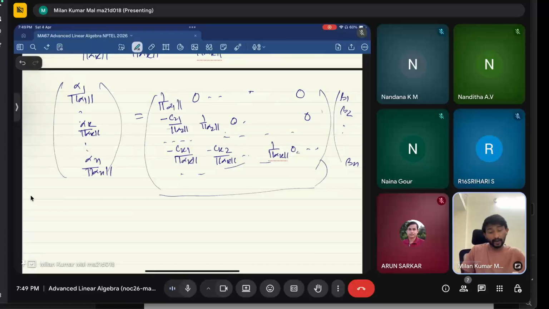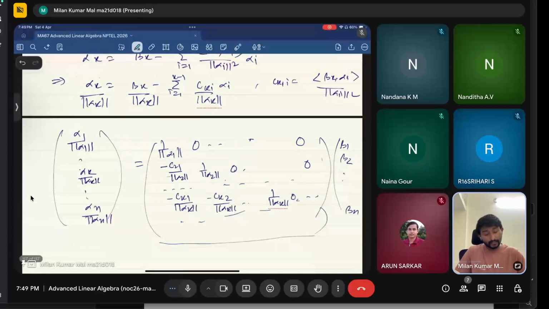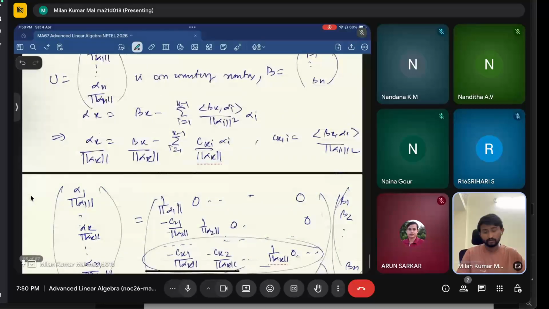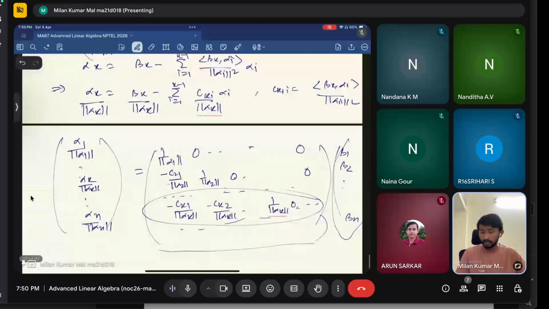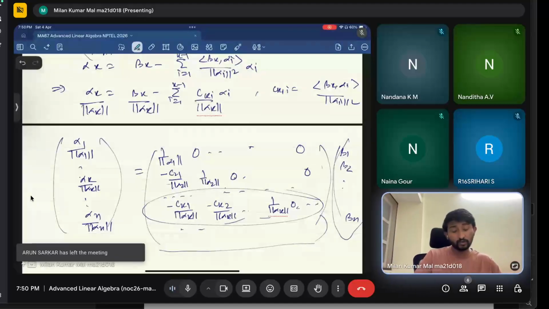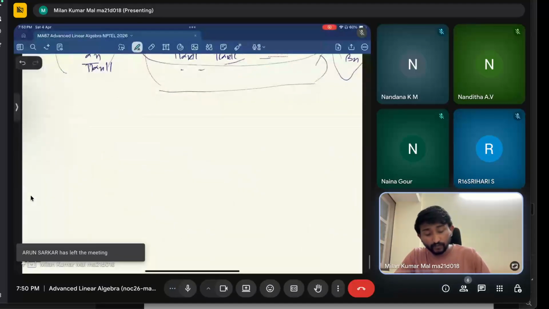And if you try to match these things, this kth row, if you multiply this row with this column, what will we get? That is beta 1 minus beta 1 into ck1 by norm of alpha k. Yes, this is correct. Next will be minus beta 2 ck2 by norm of alpha k. So this way it will match. So this is the process.